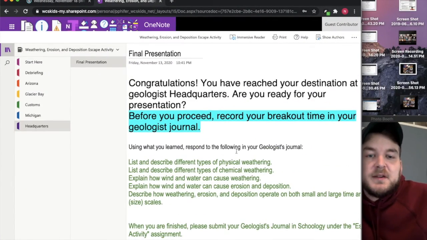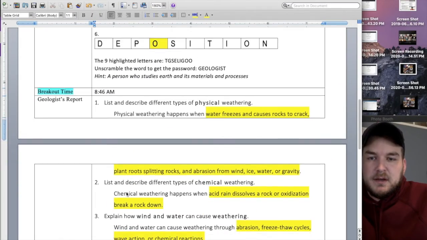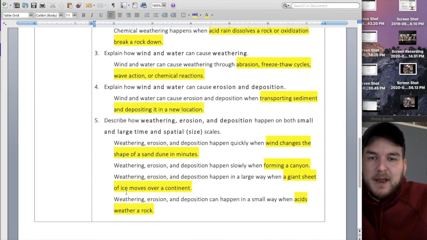I have 8:46 a.m. Using what you learn, respond to the following in your geologist journal. I already did that. I already have my answers in here. Here at the bottom, I highlighted them all in yellow.